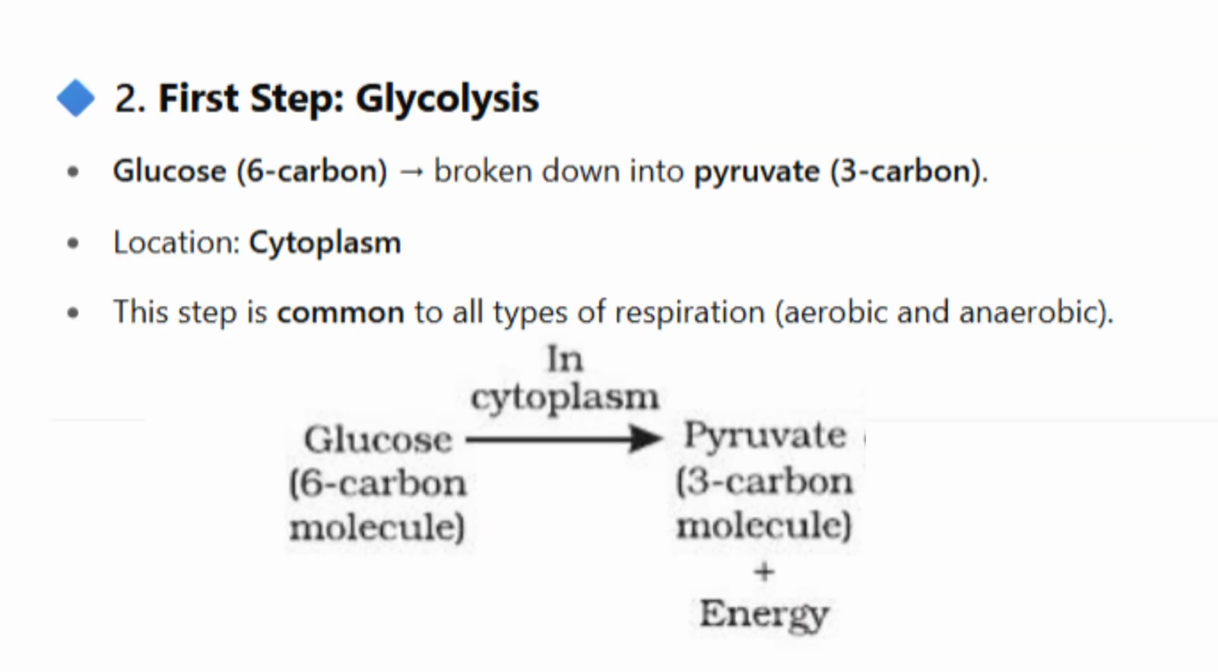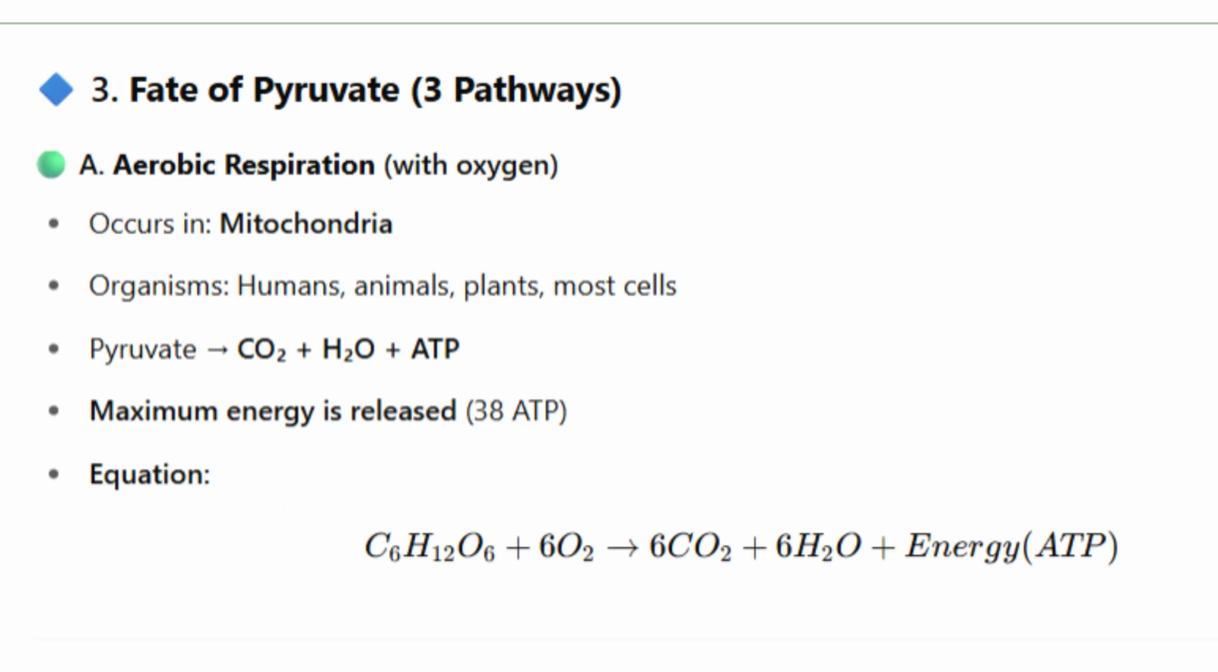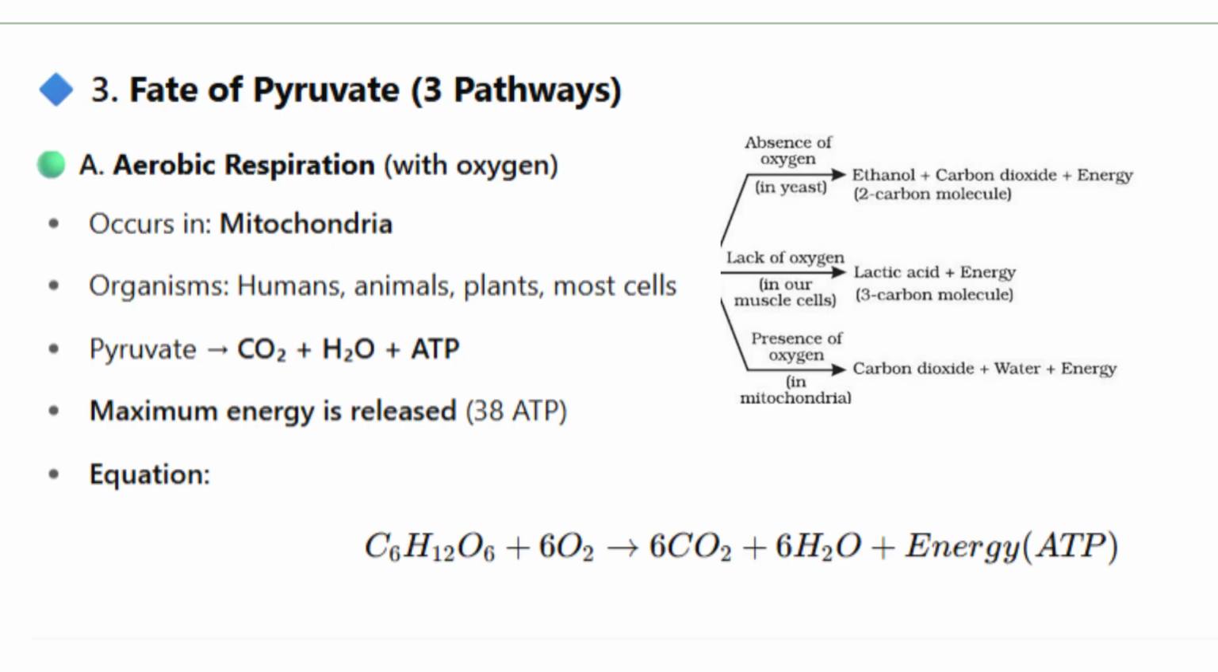2. First step, glycolysis. The first step of respiration is glycolysis. Here, one molecule of glucose, which has 6 carbon atoms, is broken down into 2 molecules of pyruvate, each with 3 carbon atoms. This happens in the cytoplasm of the cell and occurs in both aerobic and anaerobic respiration. 3. Fate of pyruvate. 3 possible pathways. Now, the pyruvate formed can follow 3 different pathways depending on the availability of oxygen.